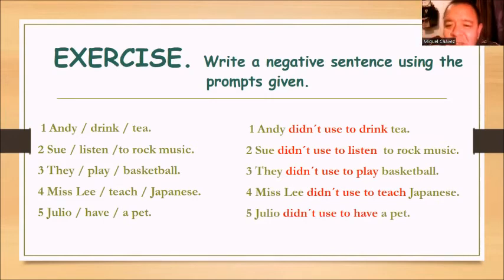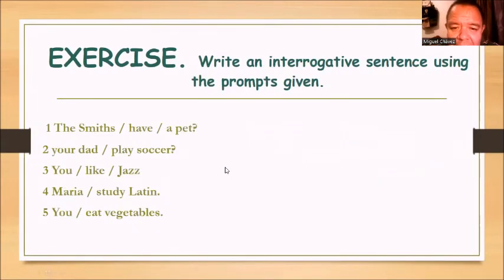Okay, as you see, it's very, very easy to form affirmative, negative, and then we are going to check the interrogative sentences. Remember that for the interrogative sentences, we use the auxiliary did. But in this case, it's going to be at the beginning. A volunteer for number one, please.